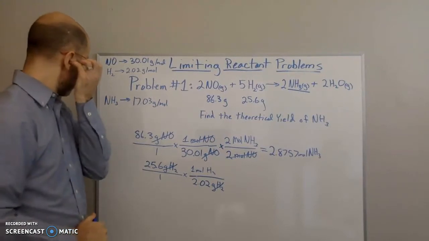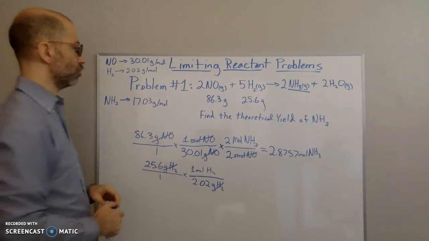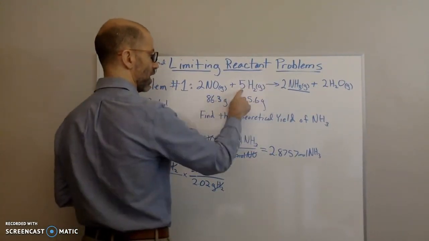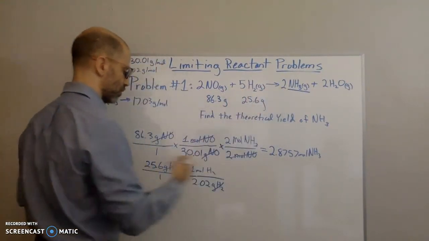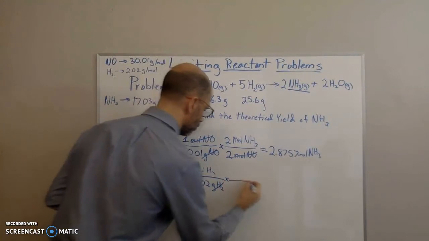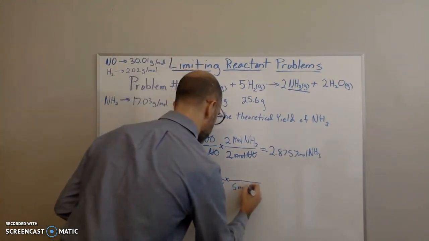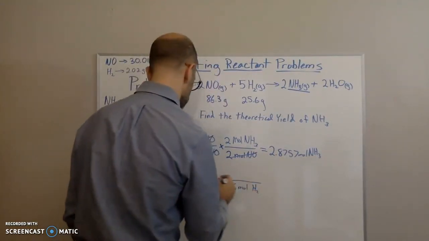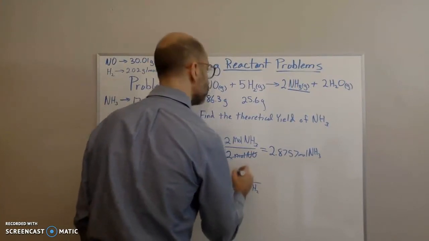And so now I'm going to convert moles of H2 to moles of NH3 using the mole ratio. So I have 5 moles of H2 to 2 moles of NH3. So I'm going to use that, 5 to 2. So 5 moles of H2 to 2 moles.